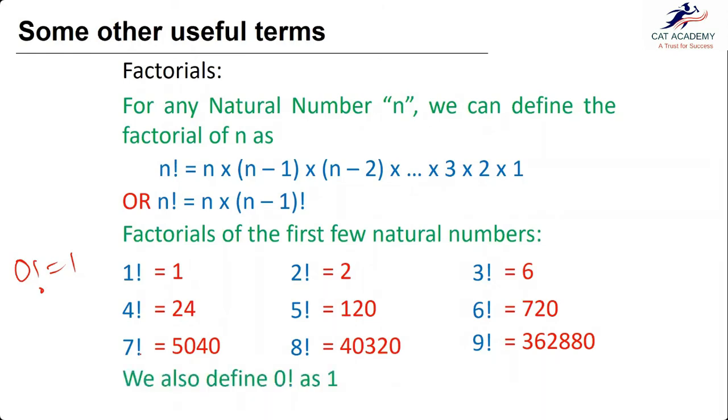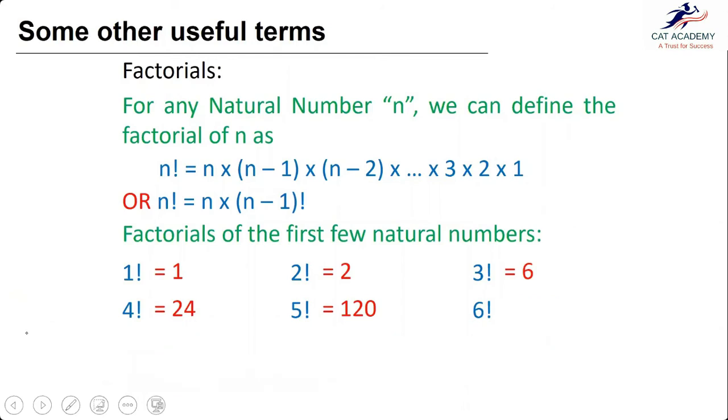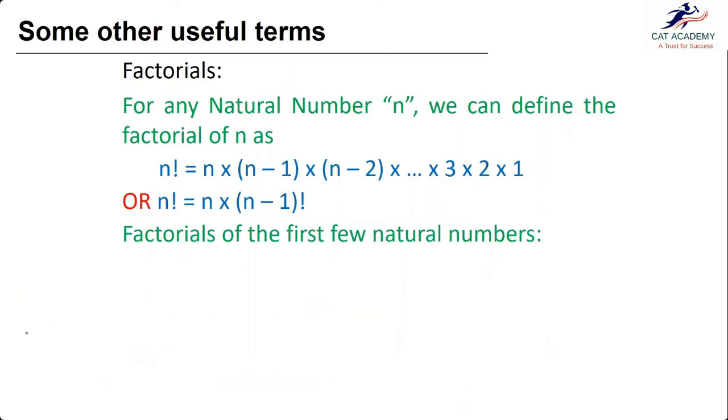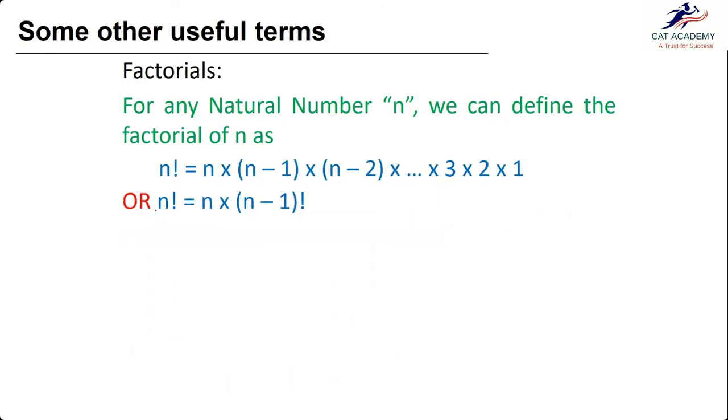Rahul, 0 factorial explain. Okay. ठीक है, एक काम करते हैं. All right. Rahul, are you okay with this fact? Underlying fact, are you okay with?